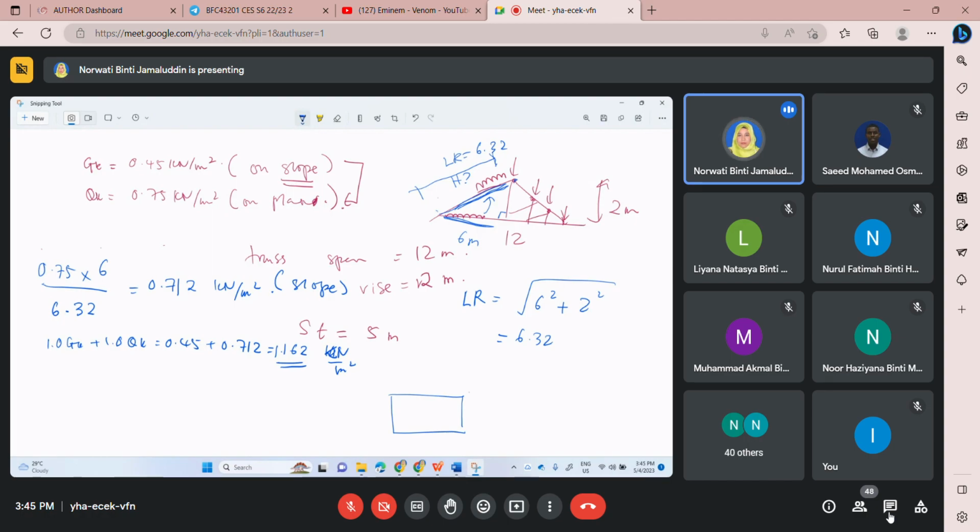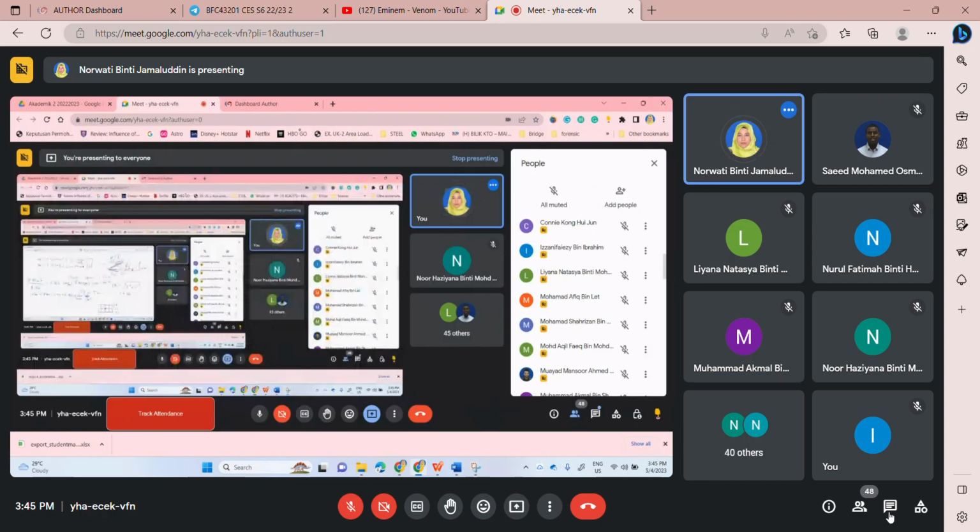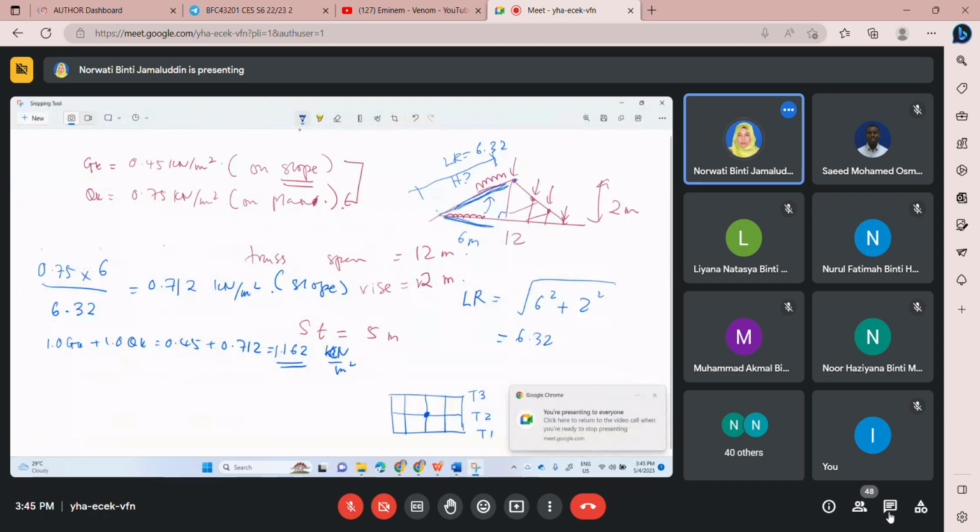Okay, let's say this is truss number 3, truss number 2, truss number 1. This is truss, and then purlin will run from truss to truss. Then choose the most severe condition. The severe condition is the intermediate node.